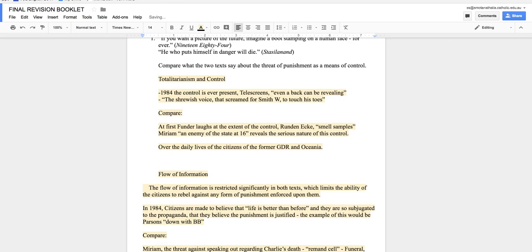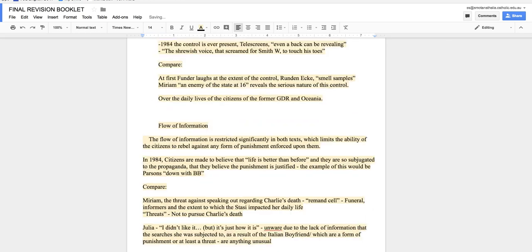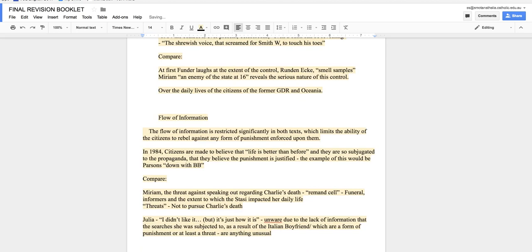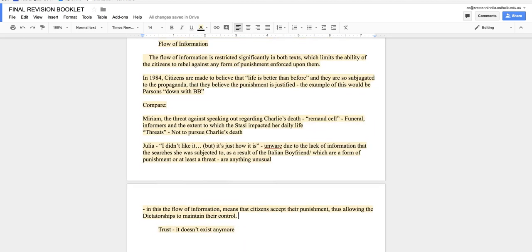Can't spell. In this way, the flow of information means that citizens accept their punishment, thus allowing the dictatorships to maintain their, I should have this on voice checks, control. Dictatorships, yep. Alright, final paragraph, trust.